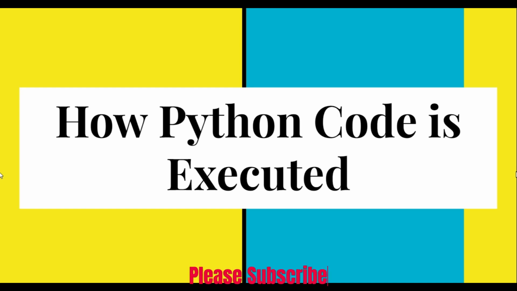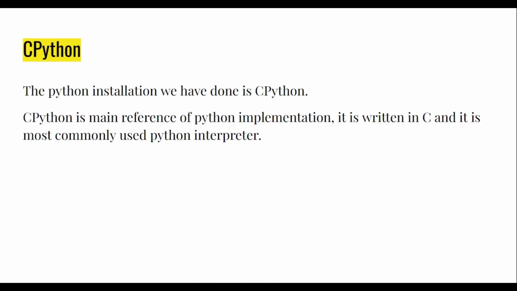So today we are going to see how Python code is executed. Before that, we will see what CPython is. The Python installation we have done is CPython. Why is it called CPython? Because it is written using the C language. So that's why it is called CPython, and it is the most commonly used Python interpreter.